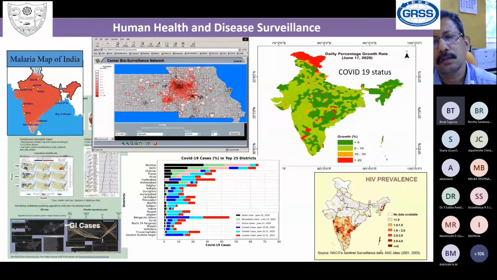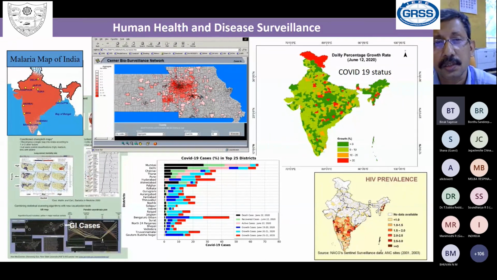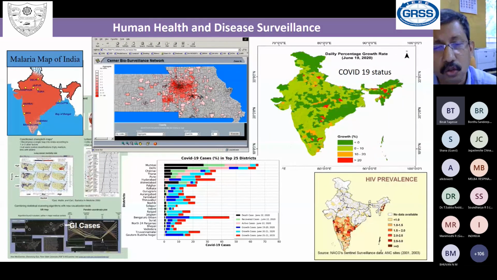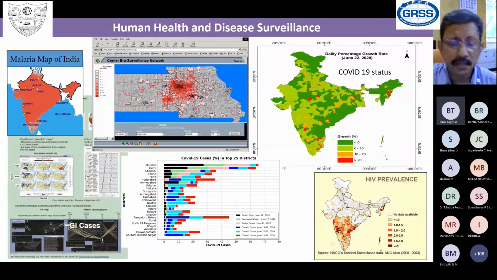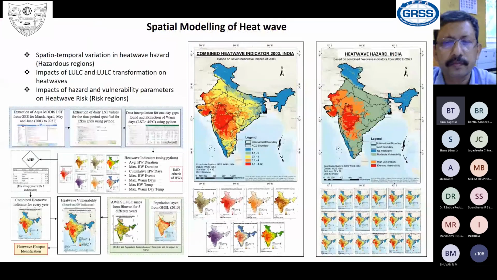Apart from that, GIS techniques have been used extensively for disease surveillance and human health. For example, mapping the malarial infested regions across India, having a biosurveillance network, tracking the COVID-19 status across the country, etc. Then we come to the various environmental hazards like heat wave. In fact, Earth observation systems, wherein we have temperature sensors, provide beautiful information on spatial variations in the heat wave hazards across the country.